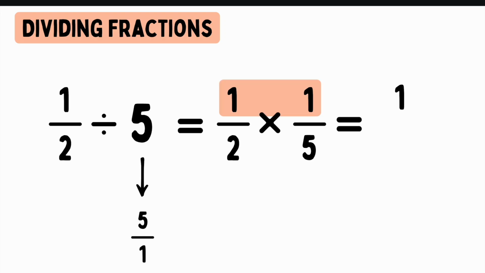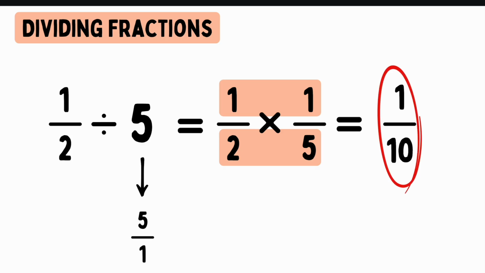1 times 1 is 1. Now let's multiply the denominators. 2 times 5, that's 10. The quotient is 1/10. Or we could just turn the fractions into decimals.